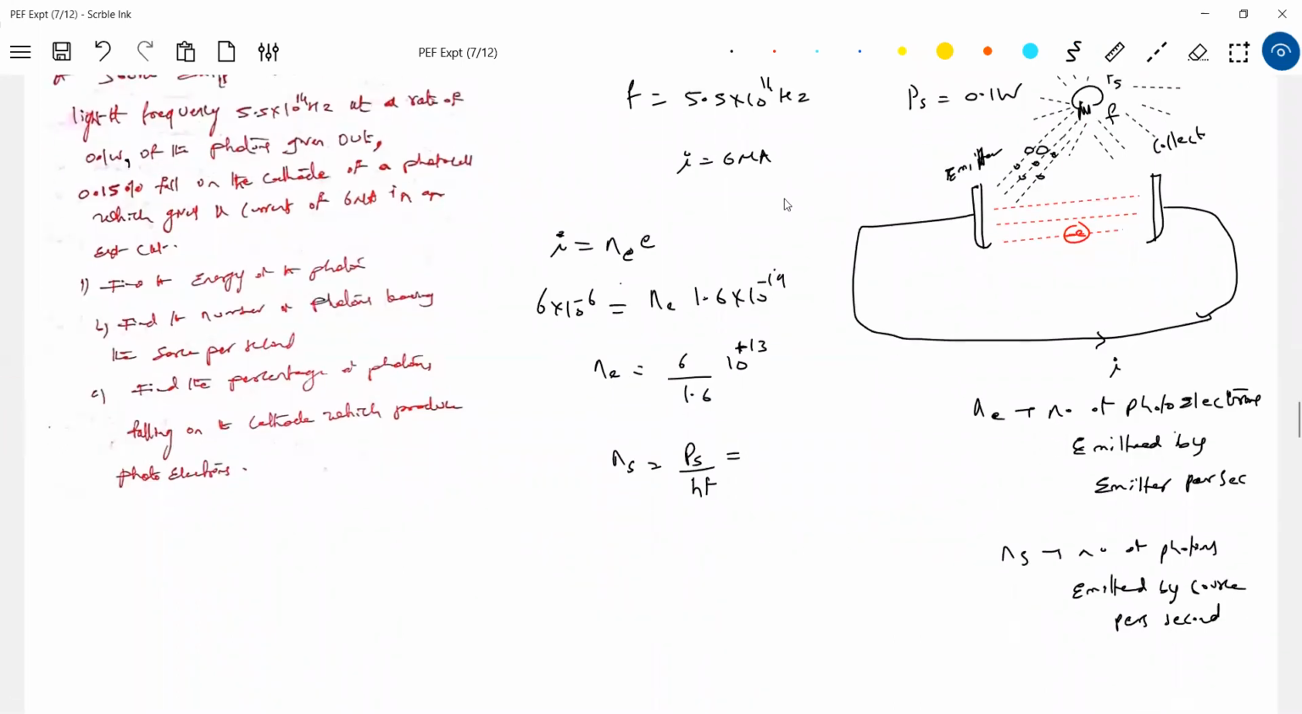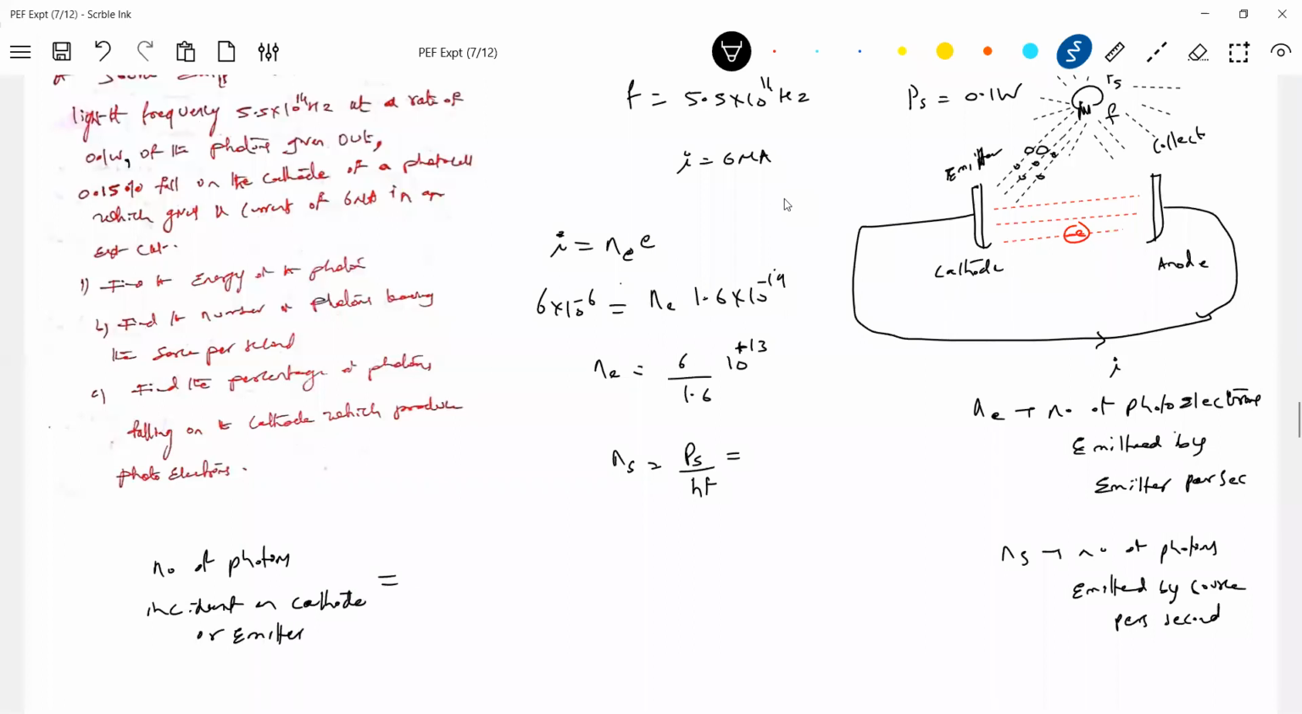The number of photons incident on the emitter, or the cathode, I'll call Ni. How much should it be? Ni is 0.15 by 100 into Ns. We know Ns from here, so substitute and you'll get Ni. Now we know Ni, the number of photons incident on the cathode, and these many electrons are produced.